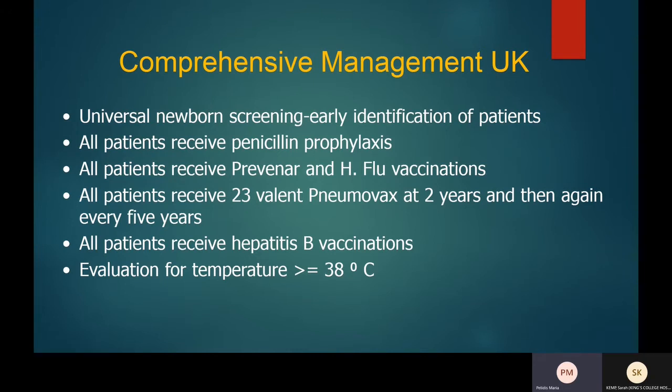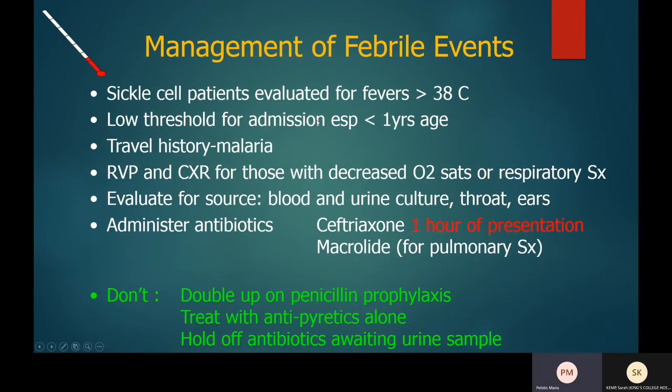And then we ask our patients to attend the hospital whenever they have a temperature greater than 38 degrees Celsius. And when they come to A&E, we want to make sure that they have very prompt attention and management. There's a very low threshold to admit these children, especially when they're less than 1 year of age. It's also important to obtain a travel history, and especially looking to see if they have gone to malaria-prone countries.